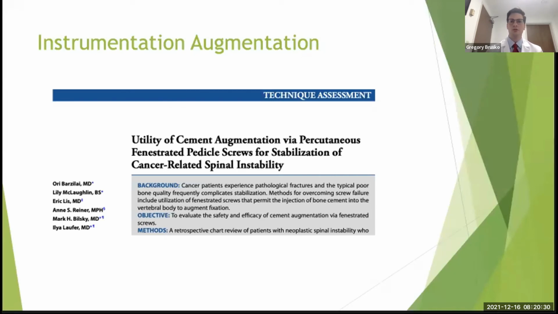This was a retrospective review, 53 patients, a total of 216 screws, and they found just 1 screw fracture in 6 months, and it was asymptomatic. The patient didn't require any surgical intervention to treat it.